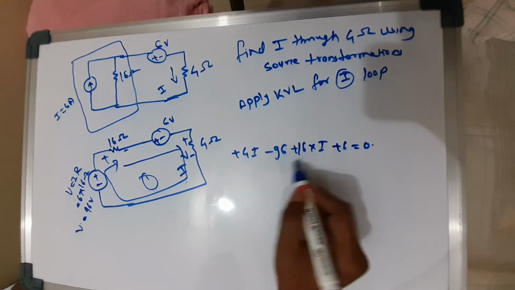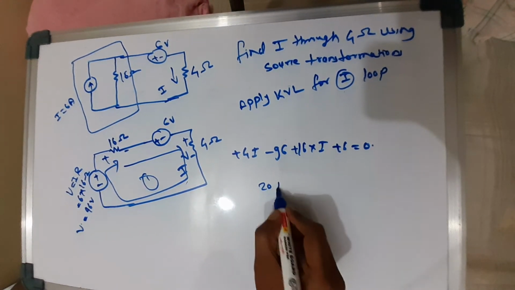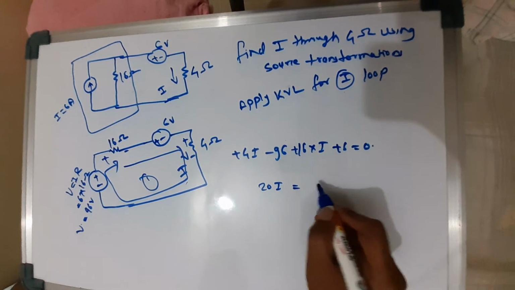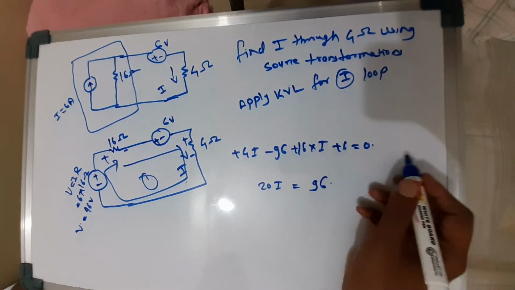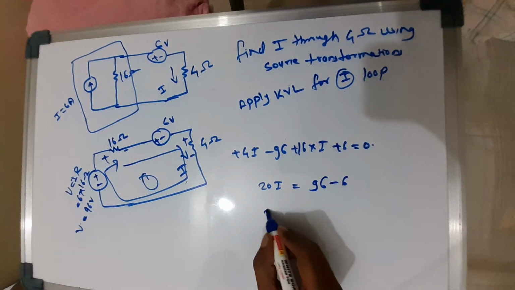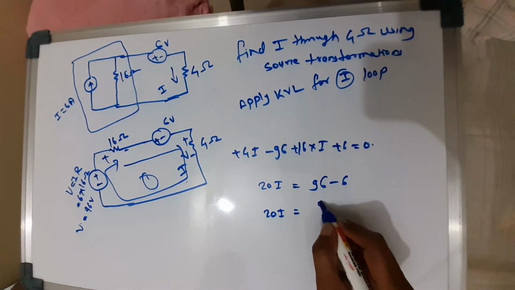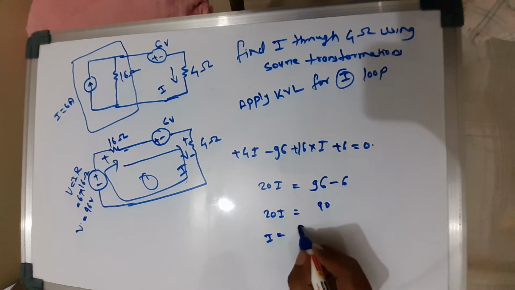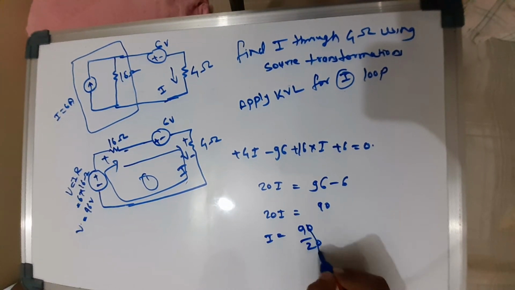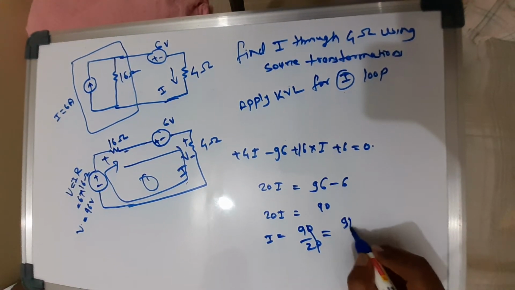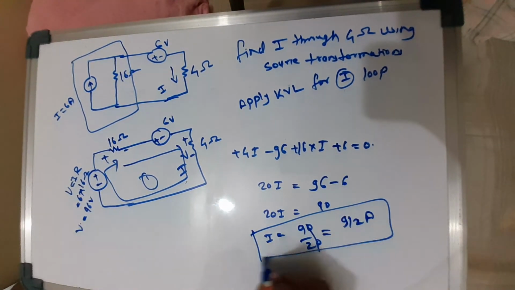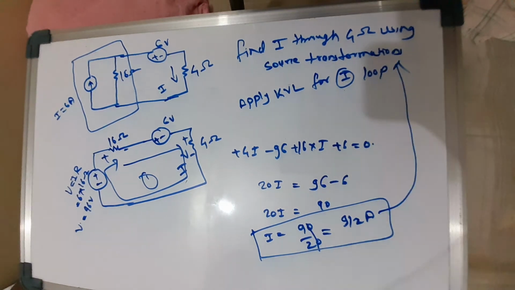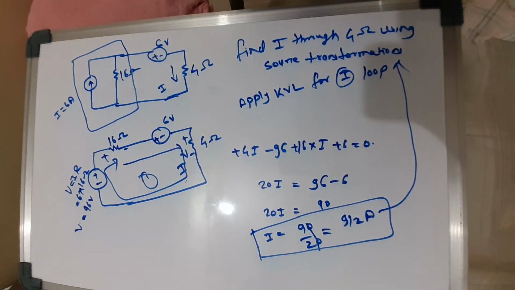So here 16 plus 4, 20 I equal to, this 96 will come on the other side and this plus 6 will be on the other side as minus 6. So 20 I equal to 90. So I equal to 90 by 20. So I equal to 9 by 2 ampere. This is the final answer. That is the current flowing through the 4 ohm resistance.